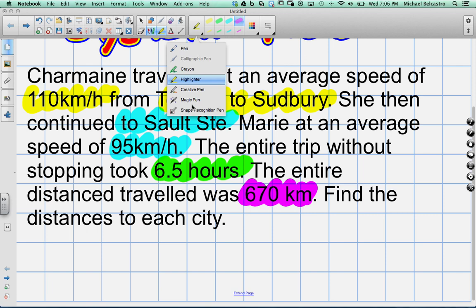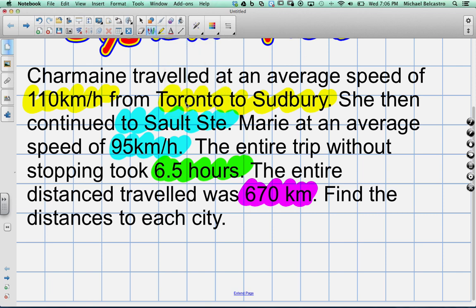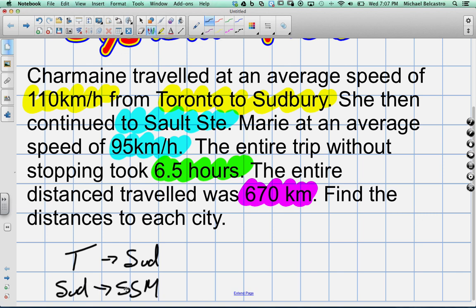So we need to define what our variables are here. They want to know the distances to each city. So from Toronto to Sudbury, that's one of the distances we have to find. And the other one is from Sudbury to Sault Ste. Marie. So these are the two things we're looking for. I'm going to give them variables. For Toronto to Sudbury, let X represent that. From Sudbury to Sault Ste. Marie, let Y represent that.